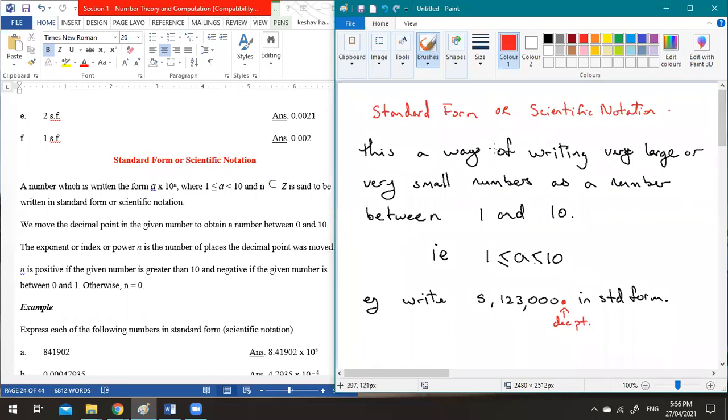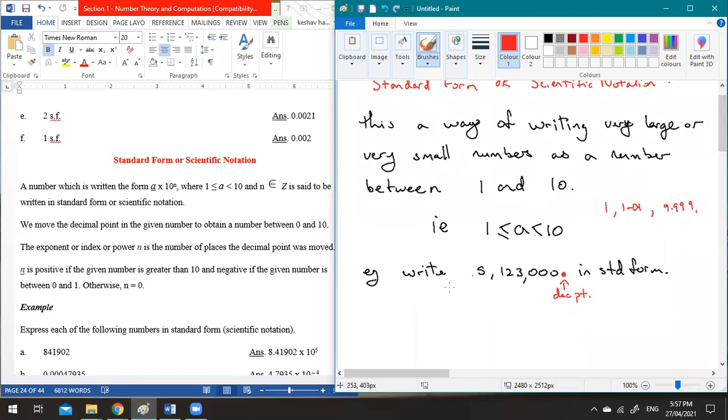Right, so writing standard form or scientific notation. This is where you're writing very large or very small numbers as a number between 1 and 10, i.e. it is either equal to 1 or greater than 1 and less than 10, right? So that can be like 1 point something, 9.999, but it cannot be 10, right? So in the example, we want to write 5,123,000 in standard form. The decimal point will be after the last zero if no decimal point is given, right?